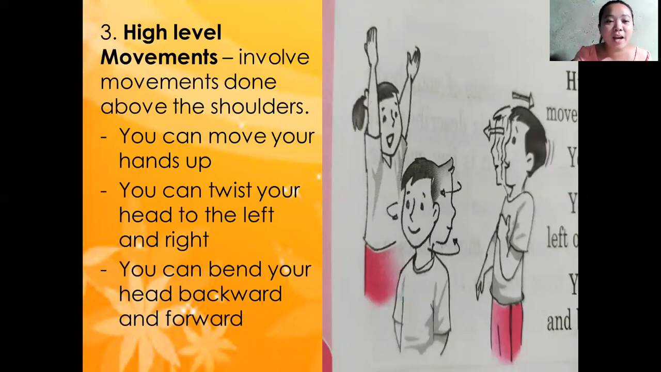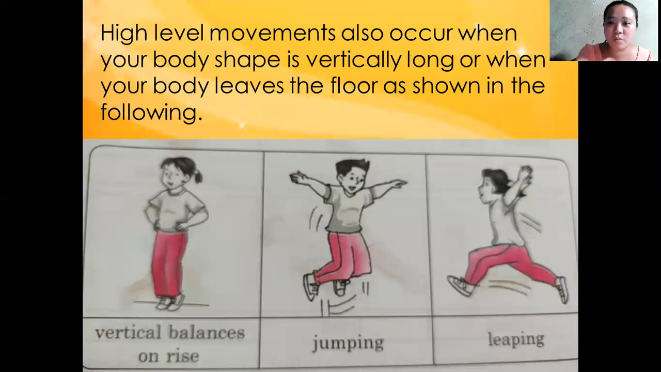Okay, so now let's proceed. Oh, this one is also high level movements. When your body leaves the floor, as shown in the following, okay? So it leaves the floor like this one, jumping. You go up, right? So it is high also. And the leaping and the vertical balances on rise.